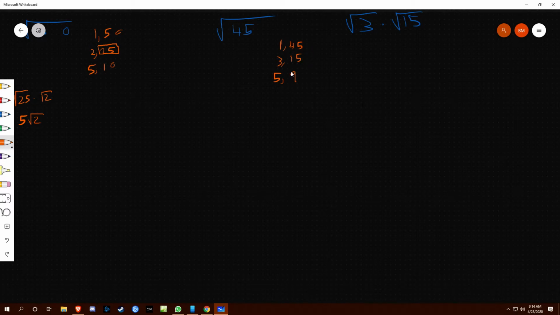So I'm looking here, so square root of 45, I could have done square root of 3 times square root of 15, or square root of 5 times square root of 9. I'm going to choose the one with the 9 because it is a perfect square. So this is going to be square root of 9 times square root of 5. So square root of 45 reduces down to 3 times the square root of 5.